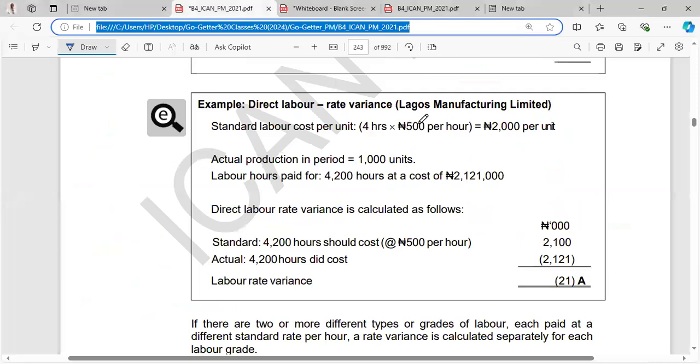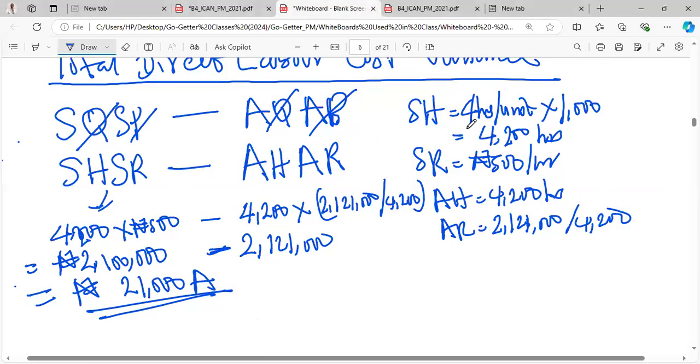4 hours times 500, which is equal to 2,000. Okay, actual units. Okay, 4 hours. The production is actual units. This is the actual labor hours that is paid for. So it is the actual labor hours that is paid for that we are going to use. Standard hours, not units.